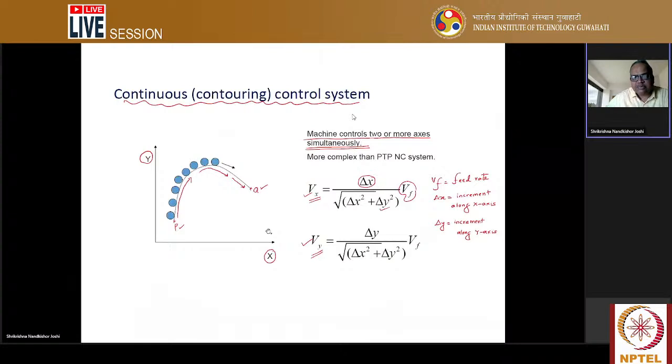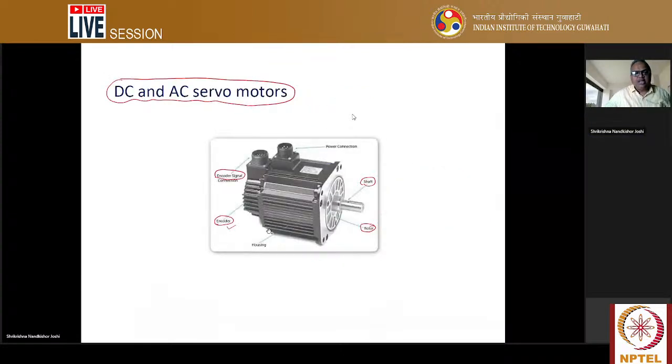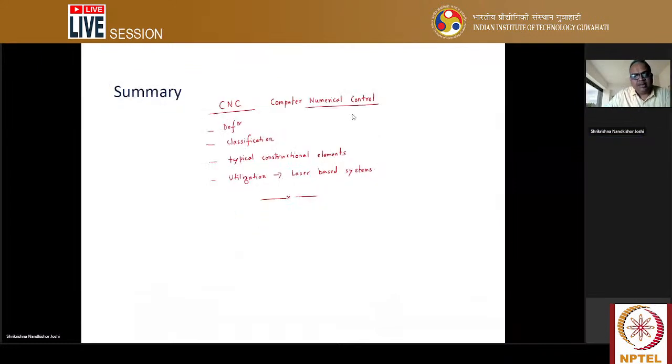Construction of CNC-based machine tools. If some students want to develop their own laser-based machine tool, then this lecture would be very useful.